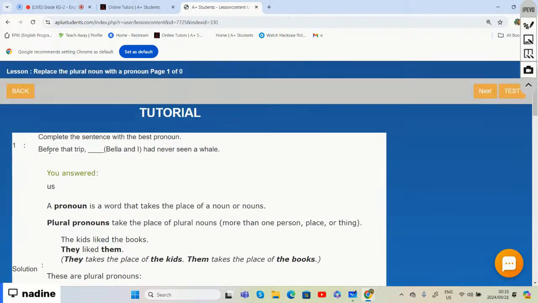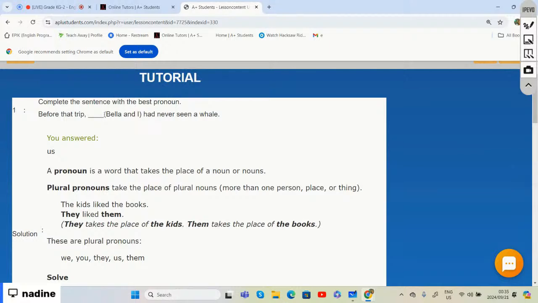All right, so here it says, before that trip, Bella and I had never seen a whale. So we need to replace Bella and I. Do we say before that trip, we had never seen a whale? You had never seen a whale. They had never seen a whale. Us had never seen a whale, or them had never seen a whale. Which one is correct?